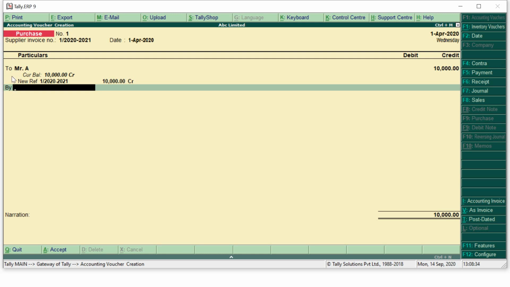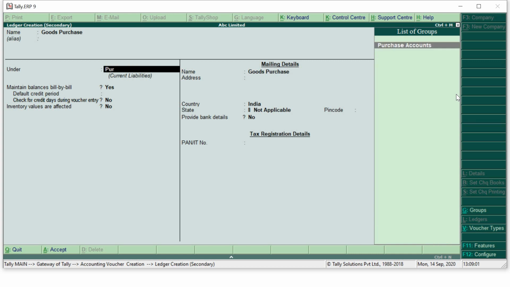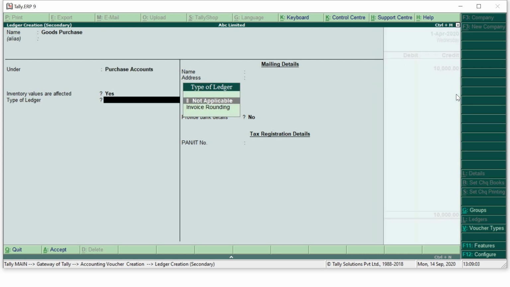Now what is this to and by? By default it comes to, so you have to make the entry for to only. That is, you have to make the entry for credit only first. And now they are asking me by. So what is goods purchase? If you have specification about the goods purchase like computer purchase, plastic bucket purchase, then you should enter the name as that particular. Okay, computer purchase, and I will enter it into purchase account.